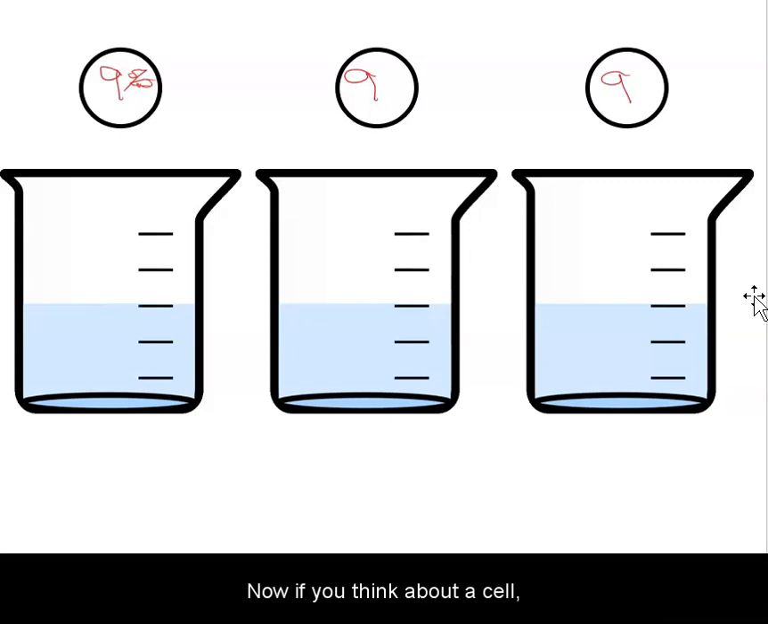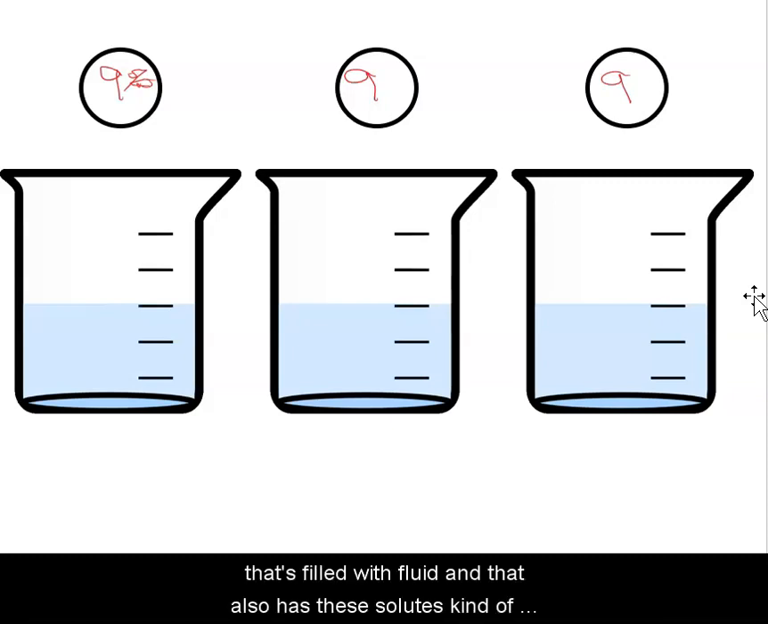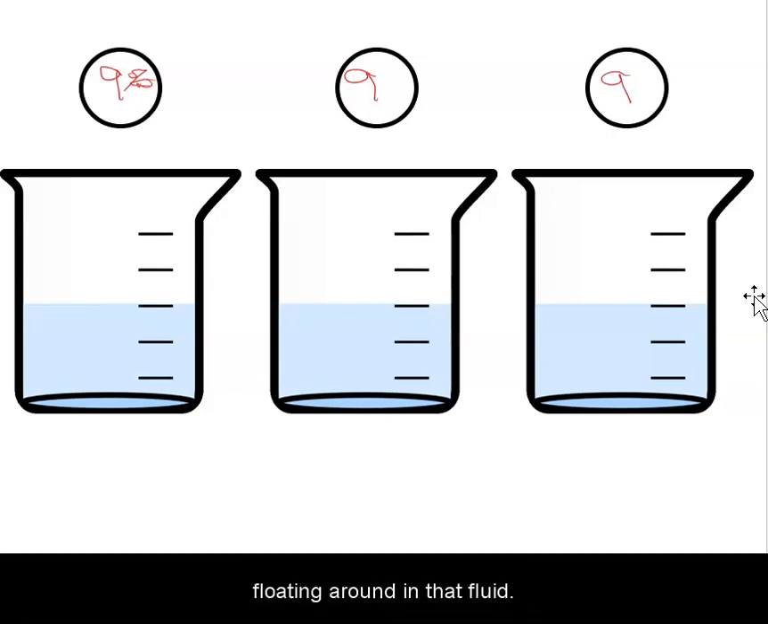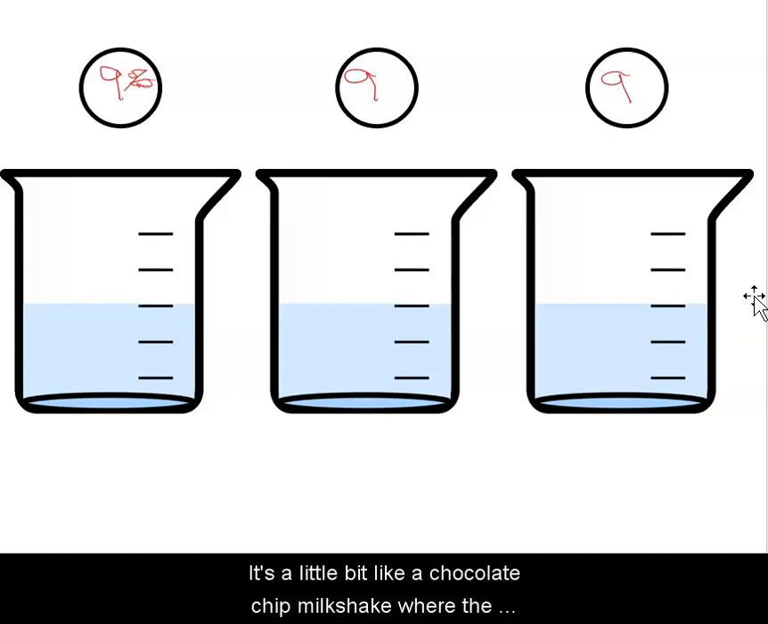Now if you think about a cell that's filled with fluid and that also has these solutes kind of floating around in that fluid, it's a little bit like a chocolate chip milkshake, where the milkshake itself makes up the fluid in the cell, and the chocolate chip chunks are the solutes. If I have more chunks of chocolate chips, then there's less room for milkshake. So if I have more solute in a cell, there's less room for water.